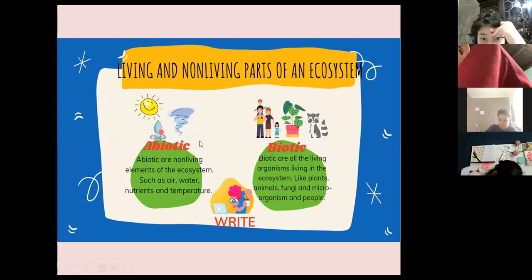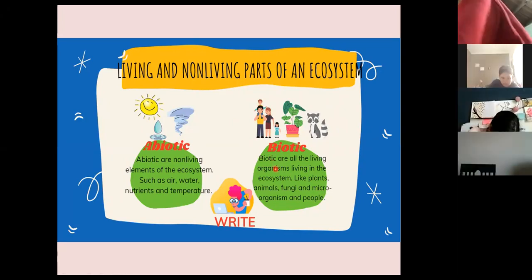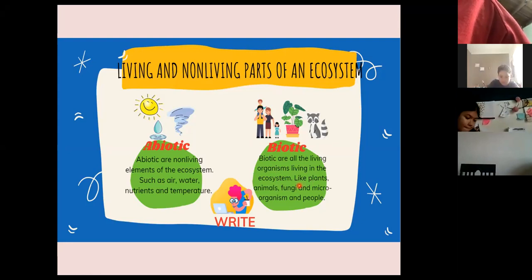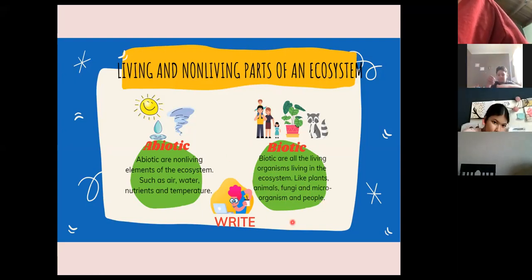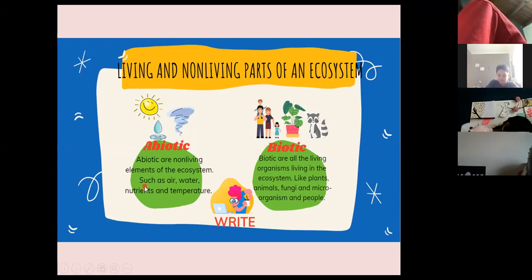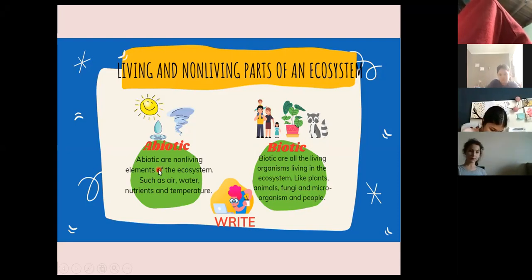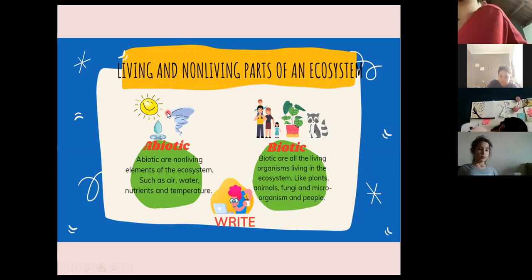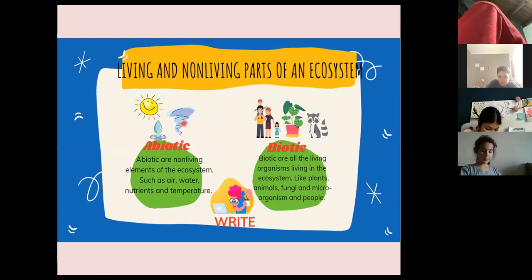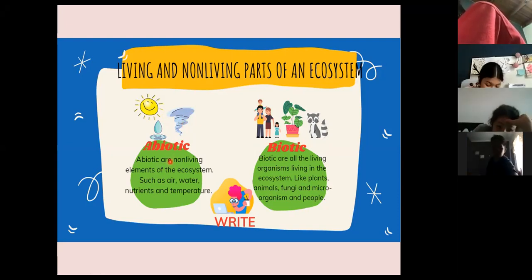Biotic, you have some examples here. Biotic, like you see in the picture, they are living things, living organisms, living in the ecosystem, like plants, animals, the fungi, microorganisms, and people. So we are biotics, living things, living organisms. Non-living things or non-living organisms are called abiotic, like the sun, the water, the air, the soil, the temperature. Copy this. I'm going to give you 5 minutes for this to copy.